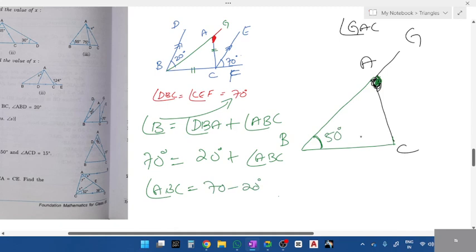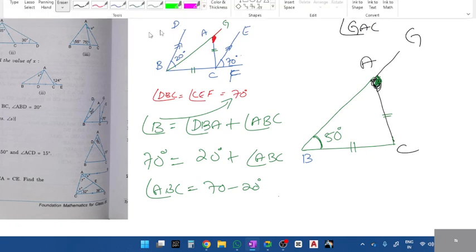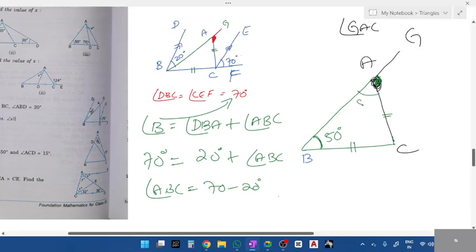And what kind of triangle is this? What kind of triangle? AC is equals to what? AC is equals to BC. What kind of triangle? So which two angles are equal? Angle B. So we got the value of angle BAC 50.